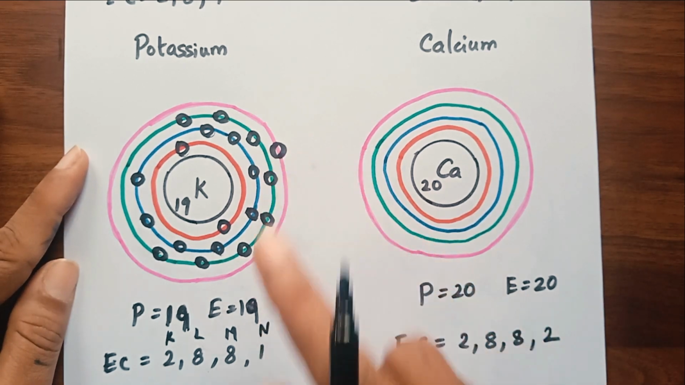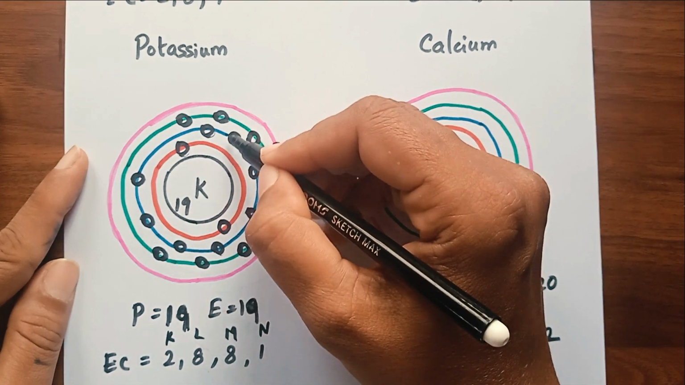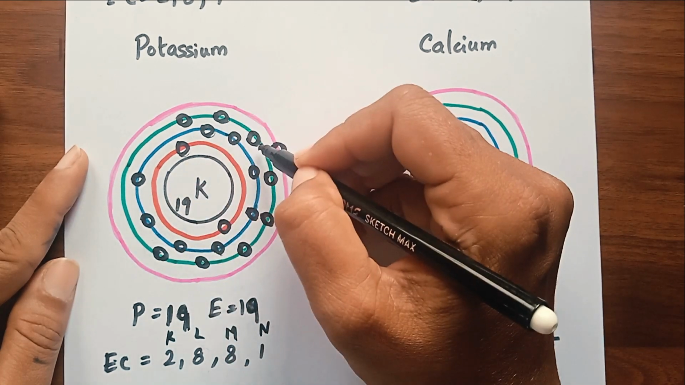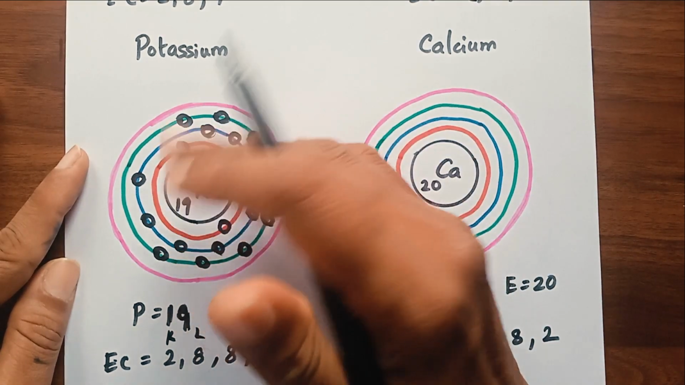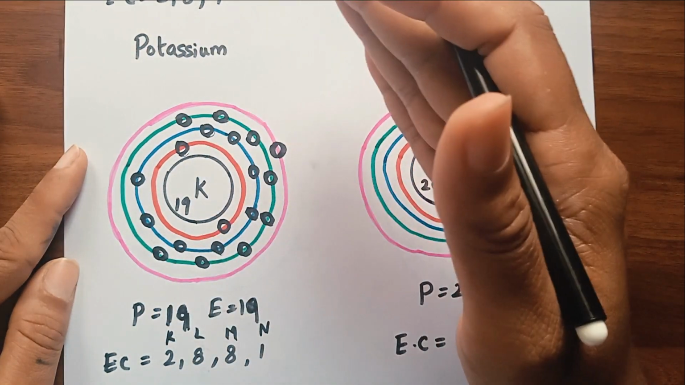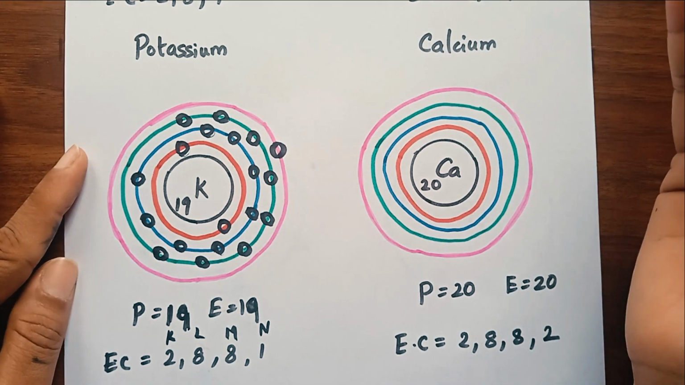Once the first shell fills, you have to move to the next shell. Once the next shell also gets filled, you have to move to the next shell. You should not jump directly to the last shell. From the lower energy level to the higher energy level, you keep on filling the electrons.